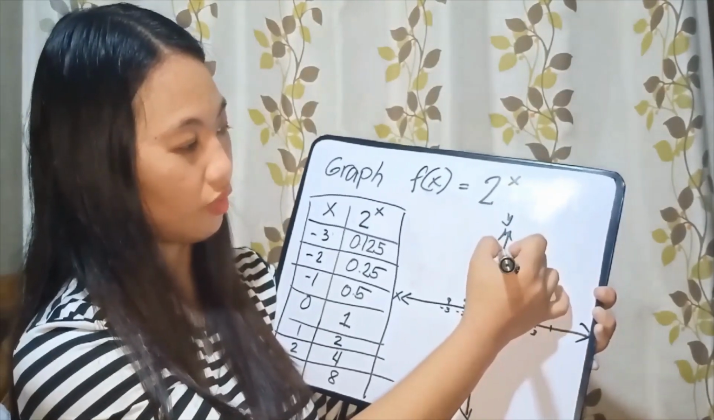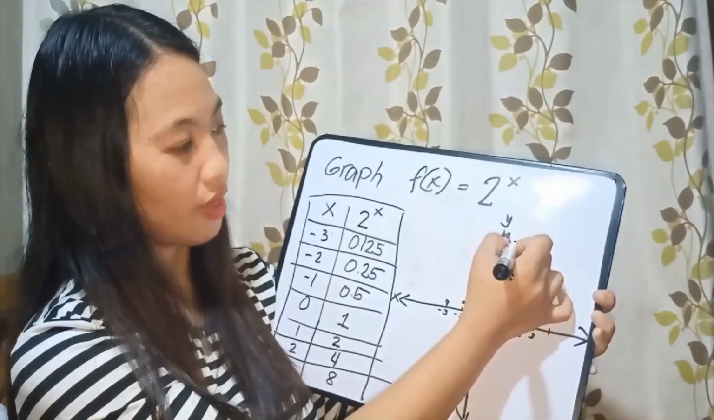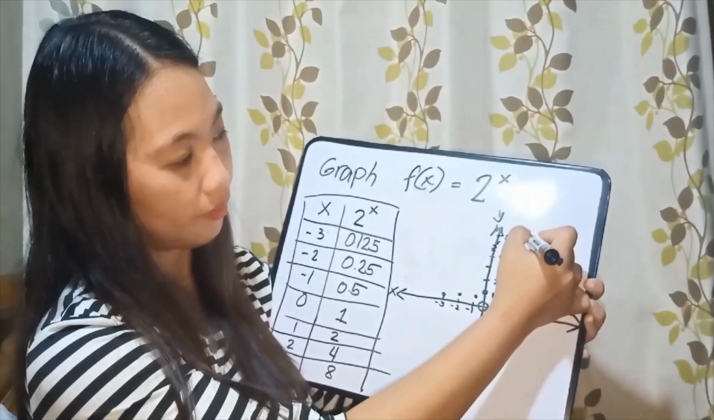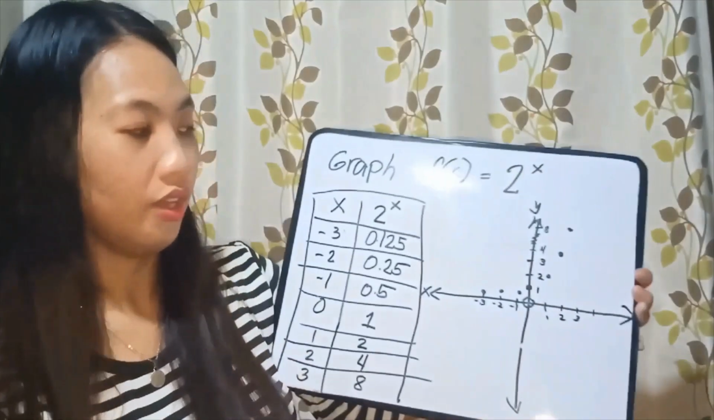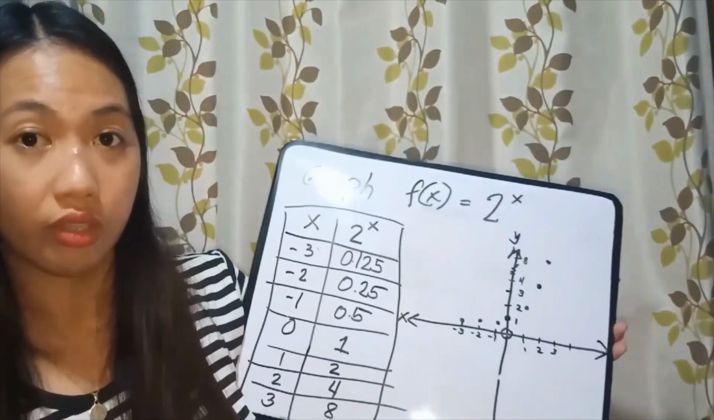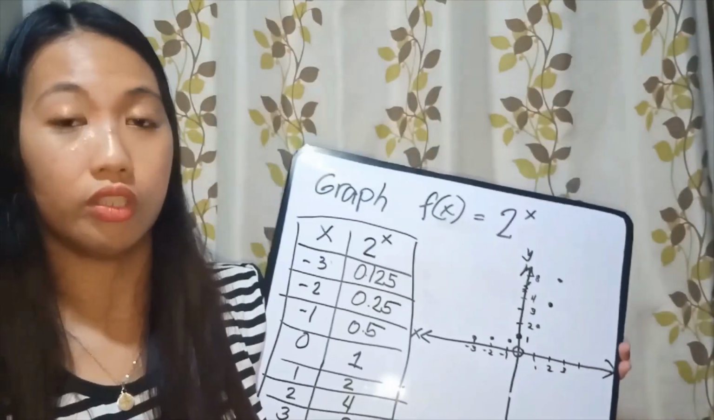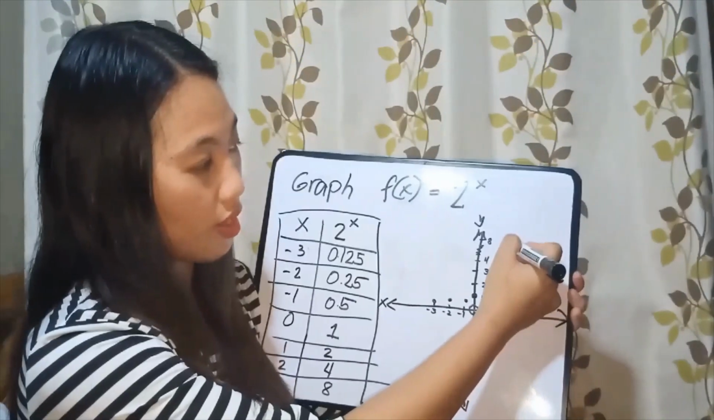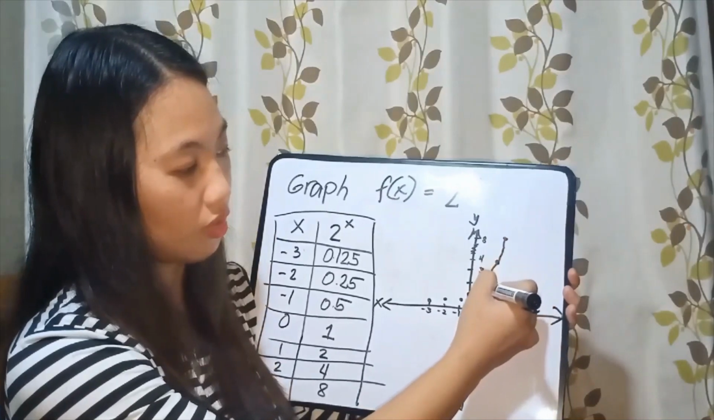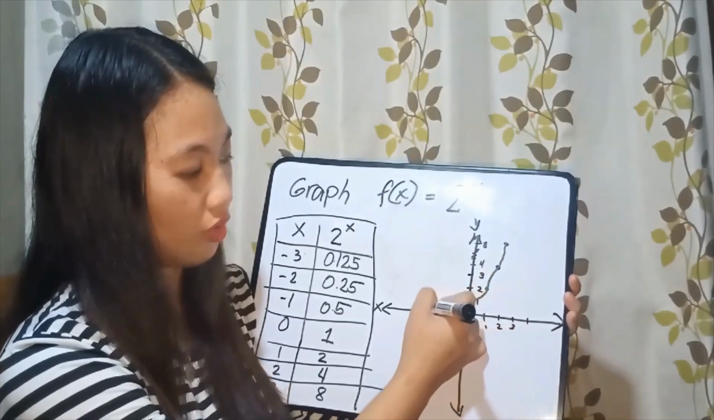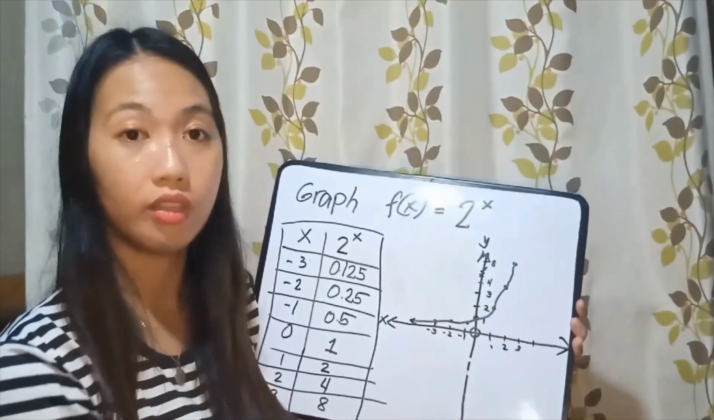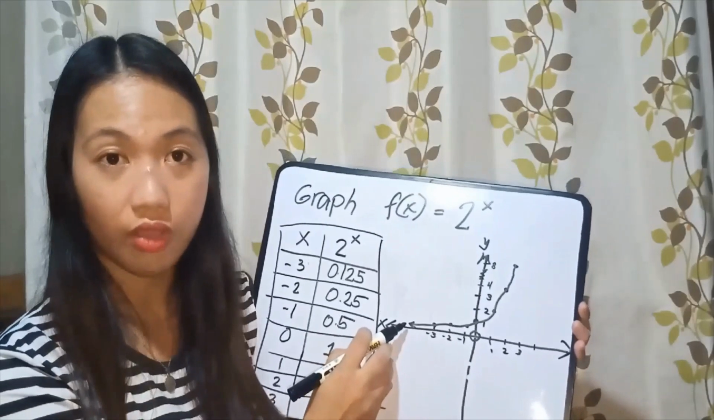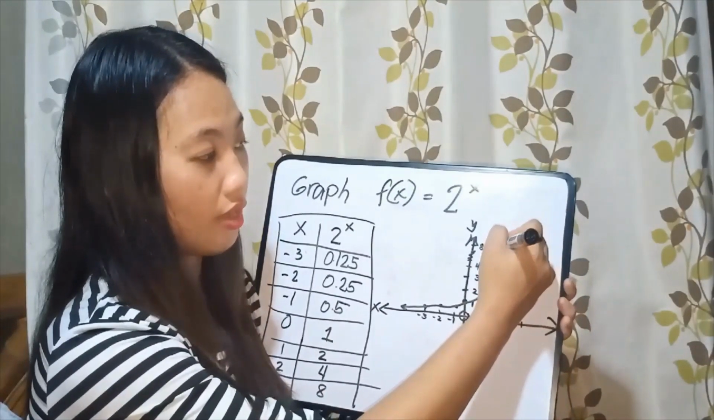Now we have the points. The last thing that you will need to do is to connect them with a smooth curve and draw an arrowhead at the end of the graph.